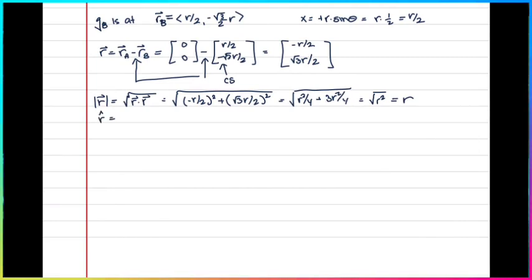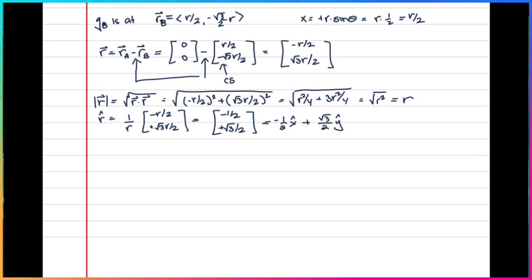So then r hat is 1 over r times, I'll write as a column again, the original vector, negative r over 2, plus root 3r over 2. It looks like the r's cancel, and it looks like a column vector that's negative 1/2 and positive root 3 over 2. Notice now there's a component for each, right? So it looks like it's negative 1/2 x hat plus root 3 over 2 y hat. Points left and up. And this is a unit vector, right? You can test that. R hat dot r hat on the square root does indeed equal 1.